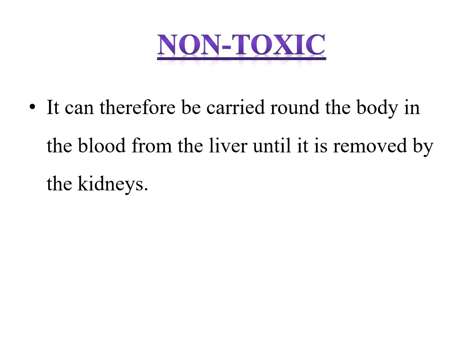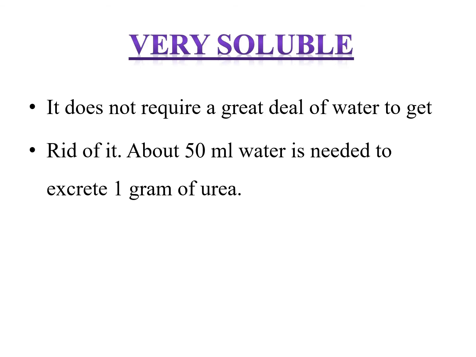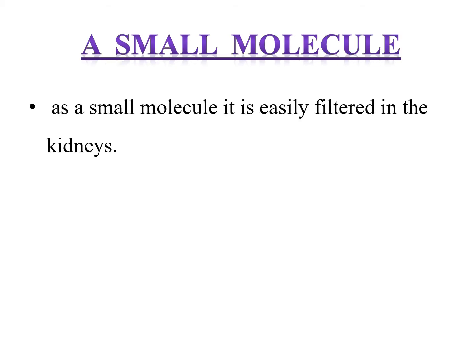Number 1 is non-toxic. It can therefore be carried around the body in the blood from the liver until it is removed by the kidneys. Second, it is very soluble. It does not require a great deal of water to get rid of it. About 50 ml of water is needed to excrete 1 gram of urea. Third, it is a small molecule. As a small molecule, it is easily filtered in the kidneys.